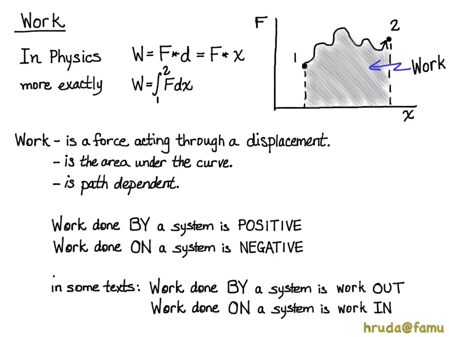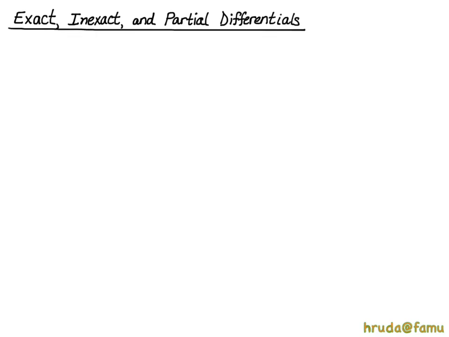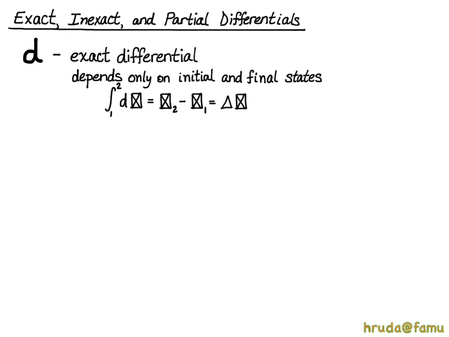Now, in talking about work, we're also going to be looking at different types of differentials. So when you see us taking a derivative and you see a differential, the shape of the letter d is actually important. If you see just the letter d, that is an exact differential. What that means is the function depends only on the initial and final states. So if I were to have a function, box, and I were to take the integral from state 1 to state 2 of d box, it would be box at state 2 minus box at state 1, or we could say that it is delta box.